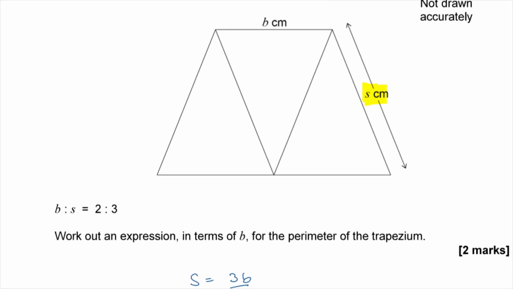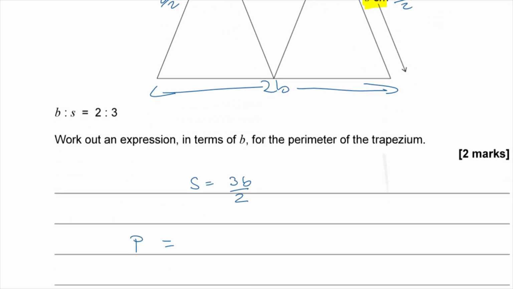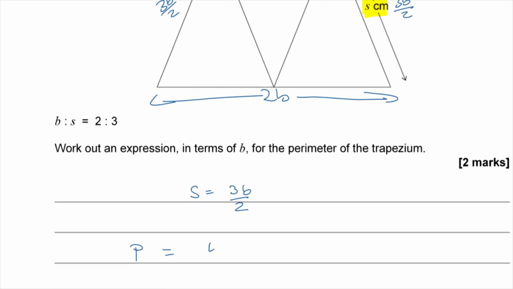So if that's 3b over 2, that's b. So along here was 2b, wasn't it, from before? And then up here is going to be 3b over 2 again. So adding those four sides together is going to give me the perimeter. So my perimeter is going to be my top line b, plus my s, which we worked out to be 3b over 2, plus the baseline, which is 2b, plus the other slanty line, which is another 3b over 2.